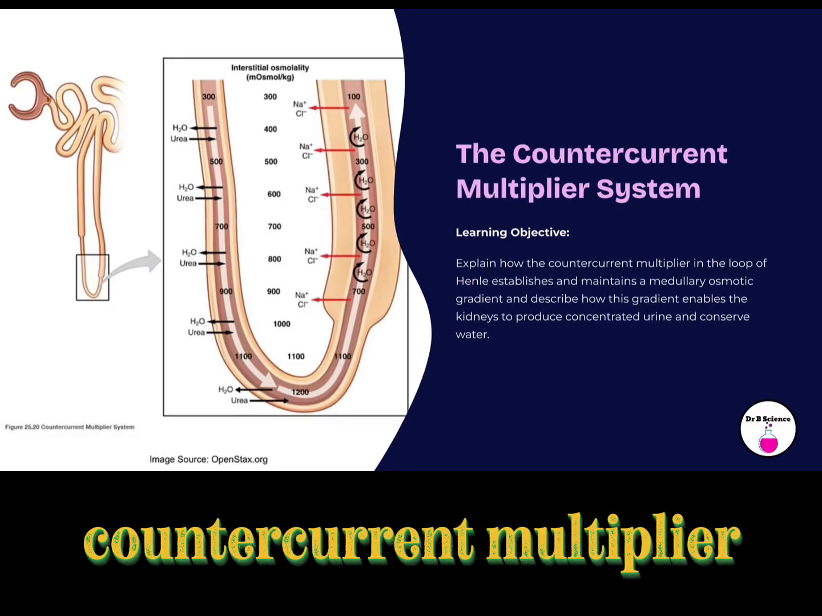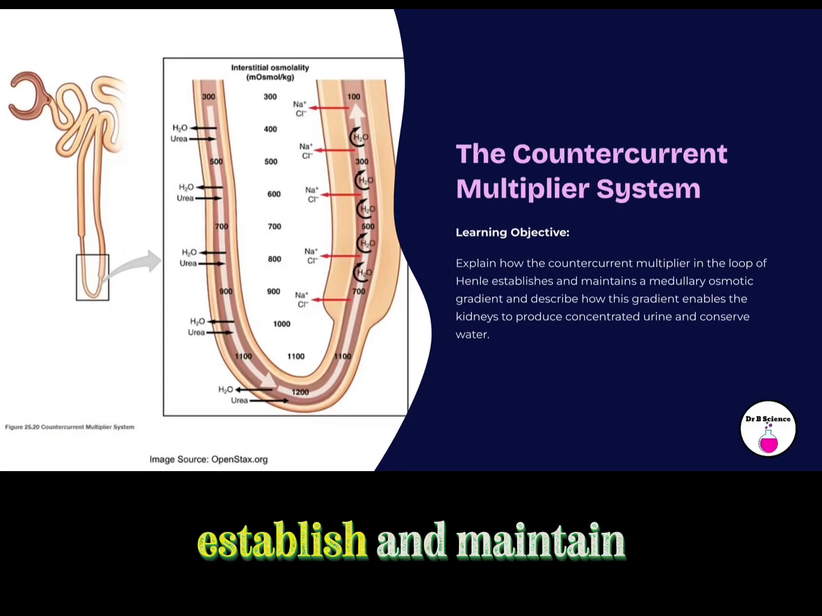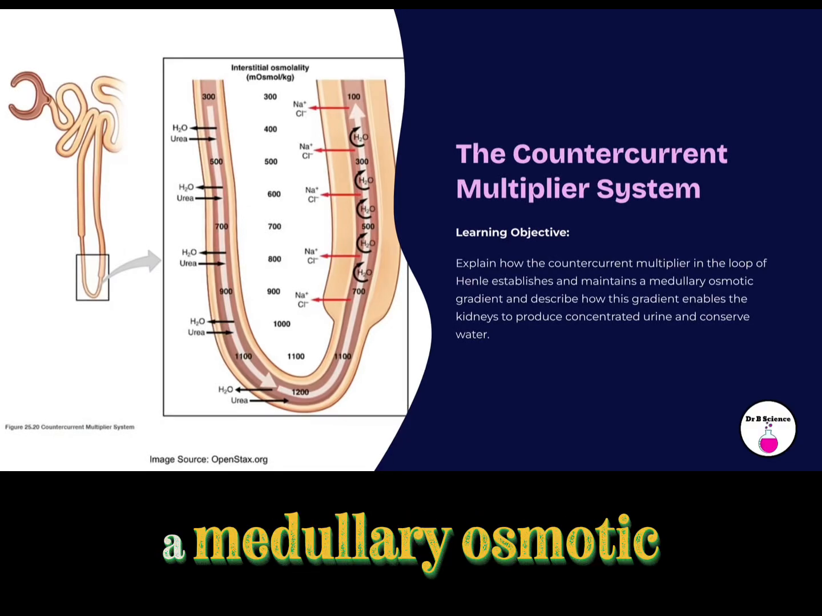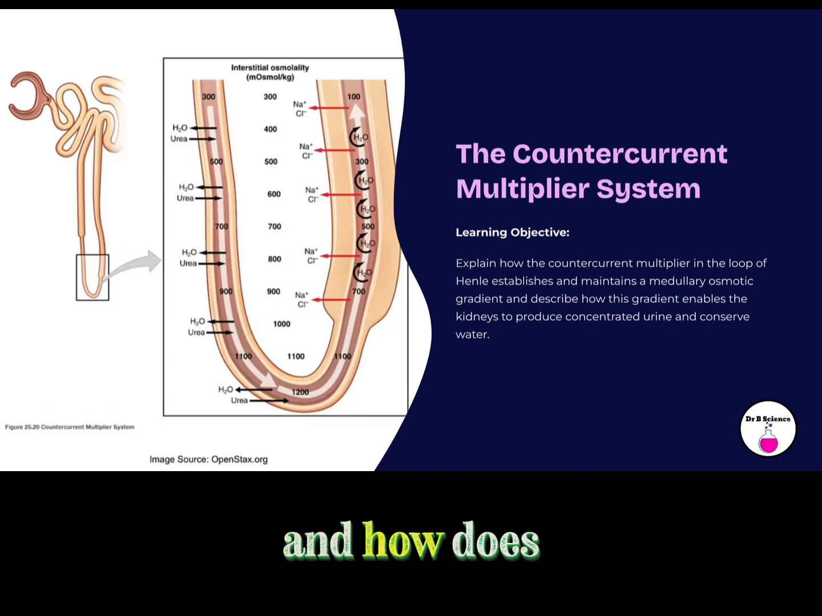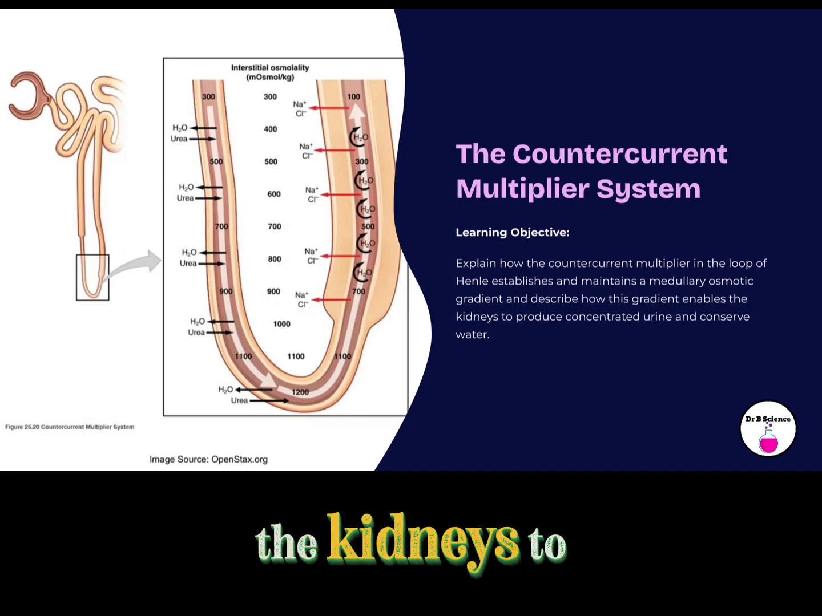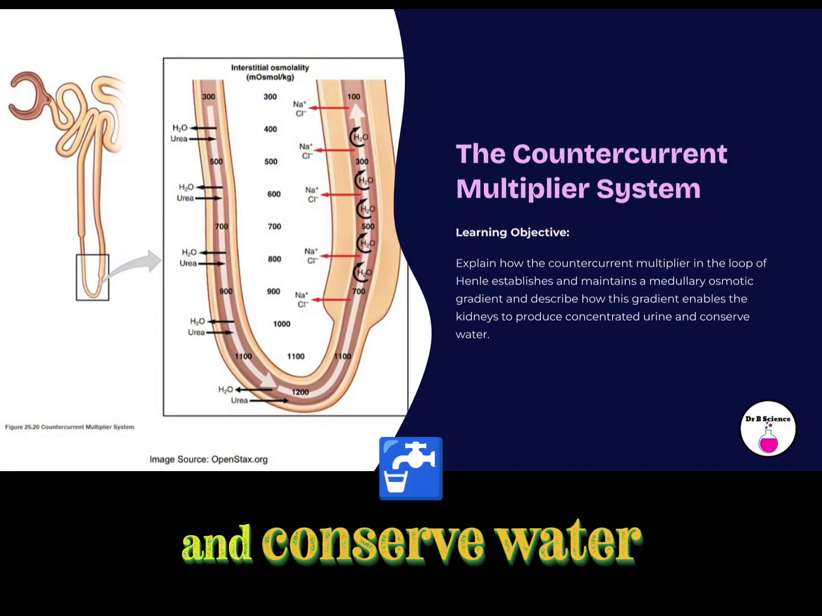How does the countercurrent multiplier in the loop of Henle establish and maintain a medullary osmotic gradient? And how does this gradient enable the kidneys to produce concentrated urine and conserve water?